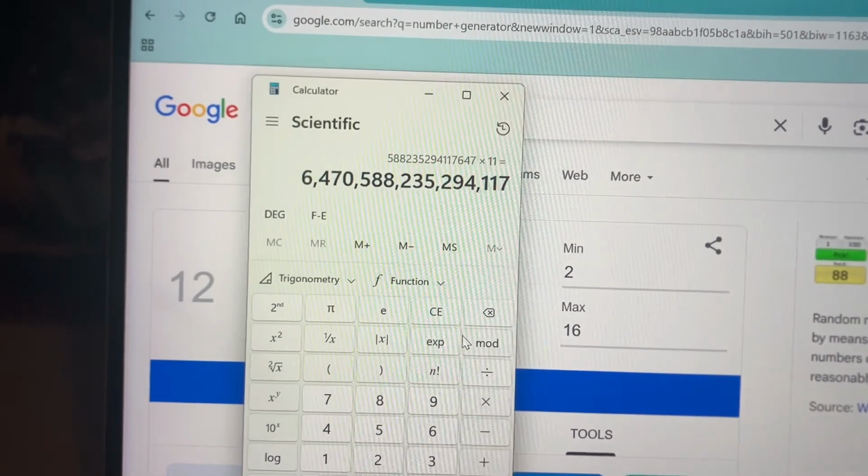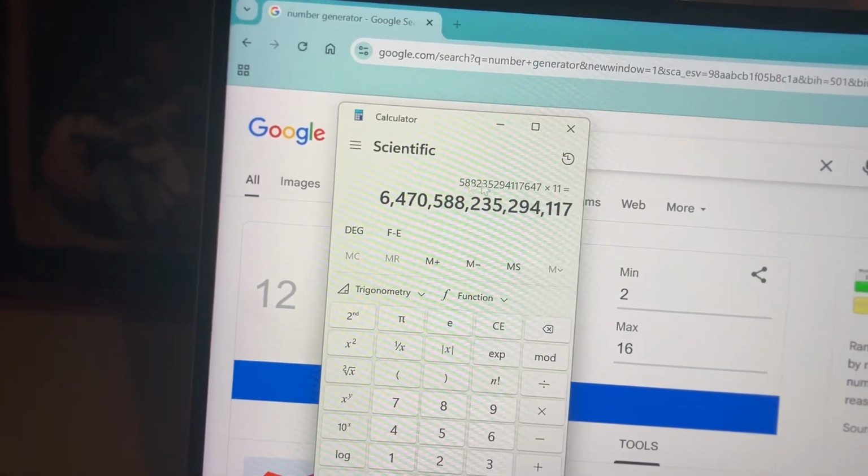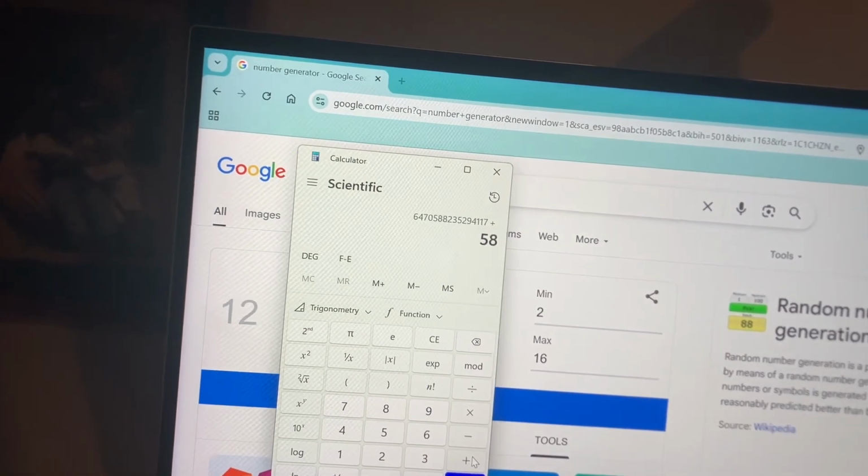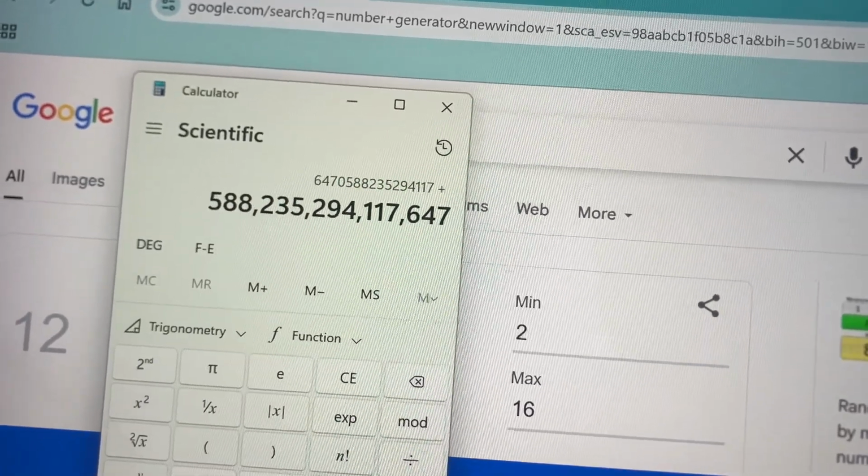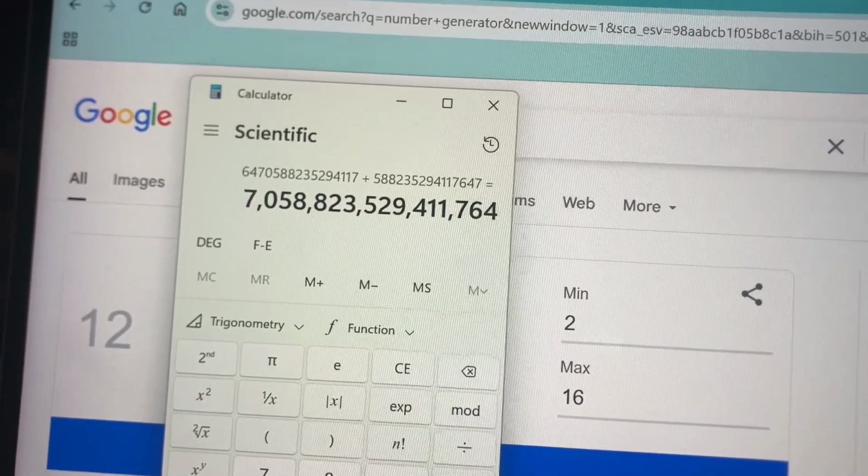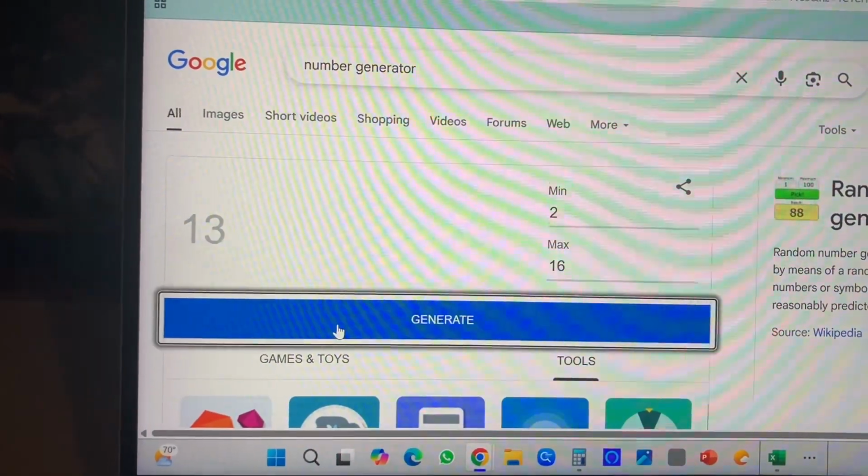Oh, I got 12. Okay, well, that kind of does seem easy compared to the others because if I multiply it by 12, then that's 7,823,529,411,764. Because this is multiplied by 11, I'm actually going to add another of this number right here. Let's see if it is. So 7 quadrillion plus. Yes.